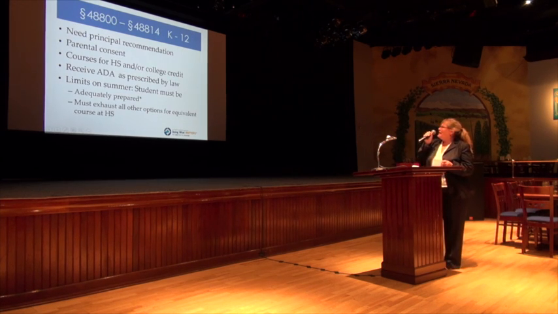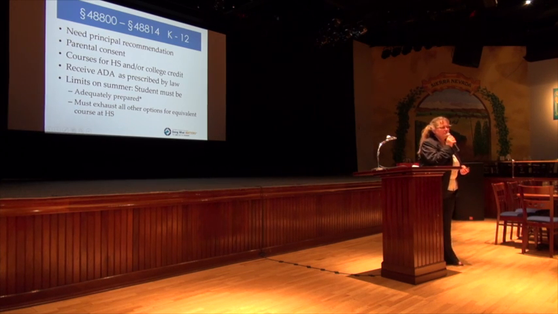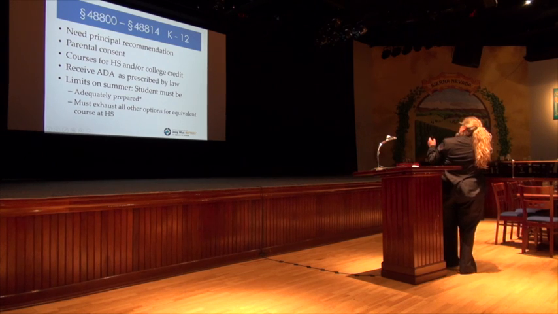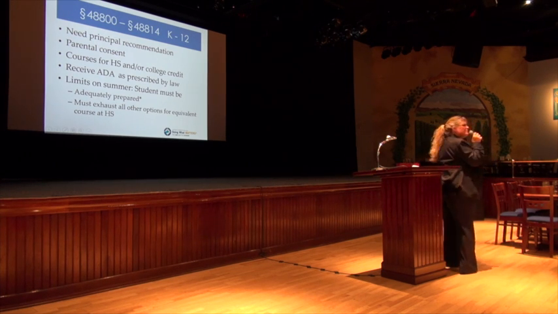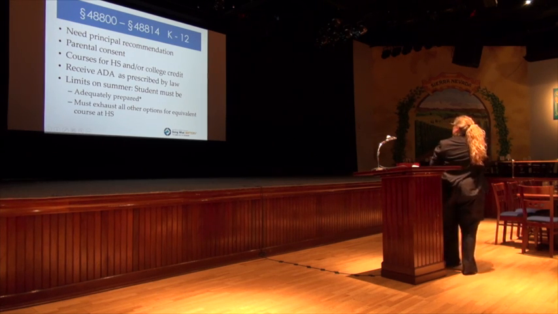In the 48800 section, it talks about K-12 districts and what the K-12 district has a responsibility for, what they need to do. First, students need to have a principal recommendation and parental consent. Courses are for high school and/or college credit. The high schools can receive ADA, but it's prescribed in law how they can do that. And there's a limit on summer.